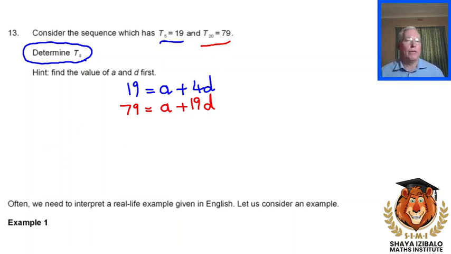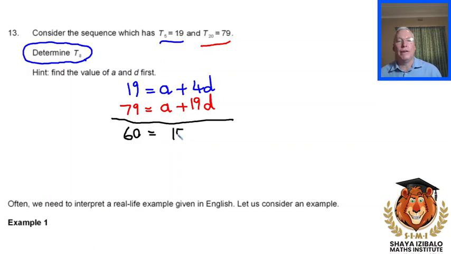Let's subtract these two equations. We're just going to subtract them. Subtracting them will eliminate the A's. 79 minus 19 is not 16, it's 60. And A minus A, and 19 minus 4 is 15D. So in fact, if we divide both sides by 15, we get D equals 4.